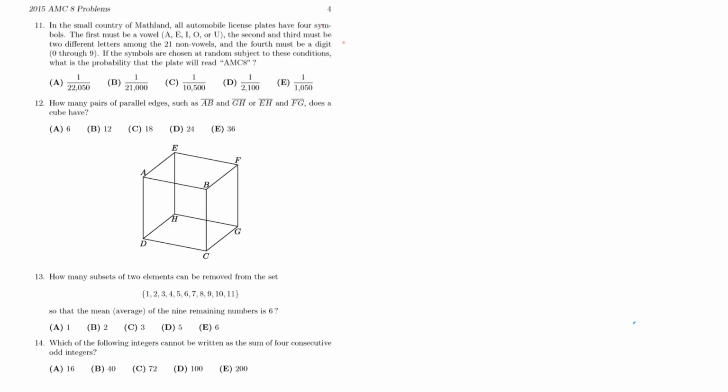Number 11. In the small country of Mathland, all automobile license plates have 4 symbols. The first must be a vowel. The second and the third must be 2 different letters among the 21 non-vowels. And the fourth must be a digit 0 through 9. If the symbols are chosen at random subject to these conditions, what is the probability that the plate will read AMC8?